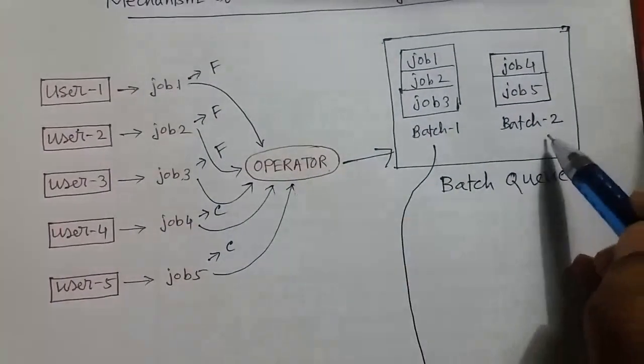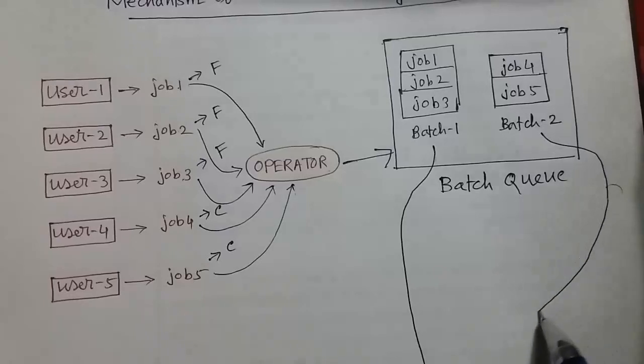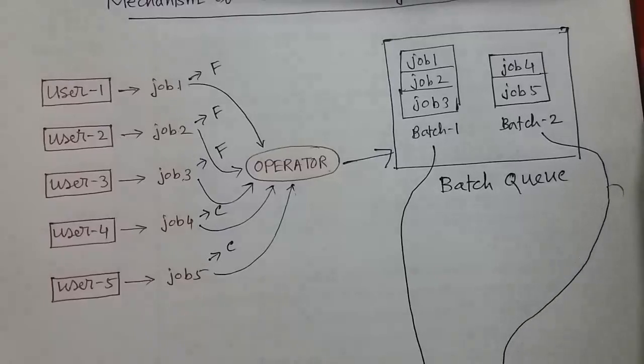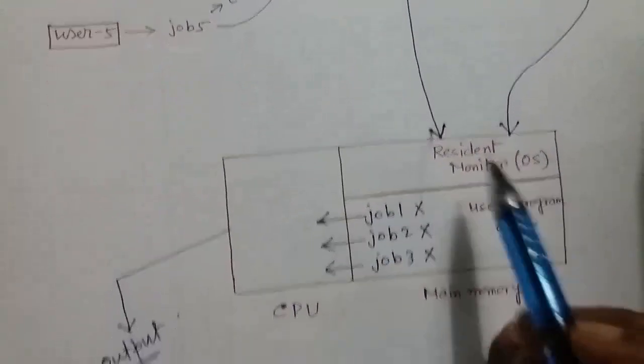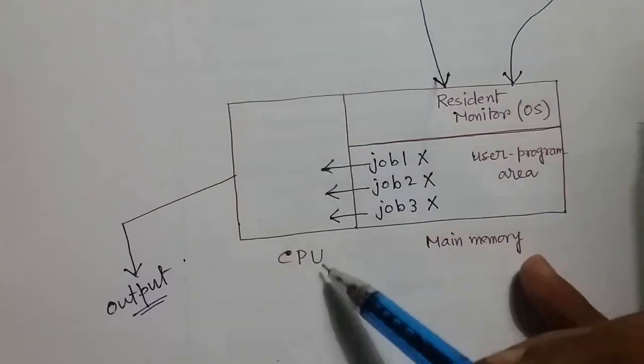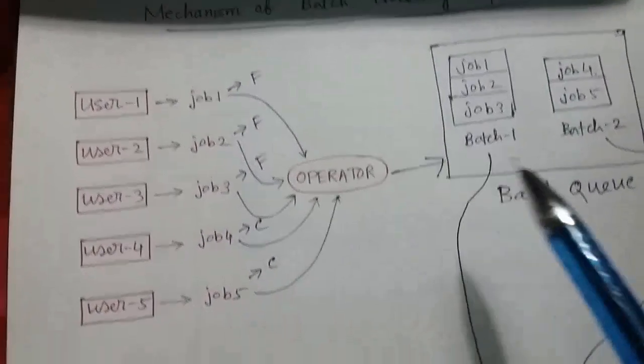Now the operator will send batch 2 to the computer for execution. And in the same way, all the jobs of batch 2, that is job 4 and job 5, will be sent to the CPU by the resident monitor for execution. So this is the mechanism of the batch processing system.